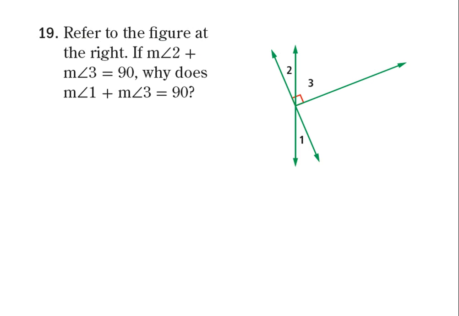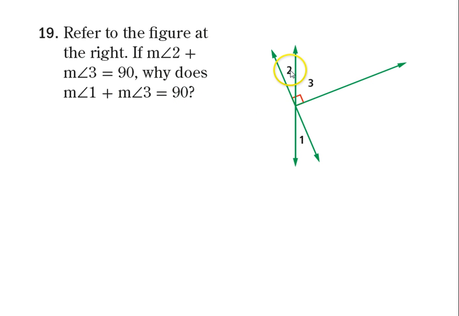Number 19 says, referring to the figure, we have angle 2 and angle 3 add up to 90. So these two angles right here add up to 90, and that's clear from the picture because we have this little square, the little box in there, which indicates that this angle is 90 degrees. So we're told that angle 2 and angle 3 together add up to 90. Why is it okay for angle 1 and angle 3 to add up to 90?